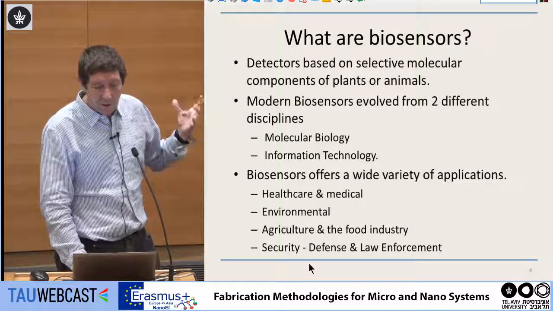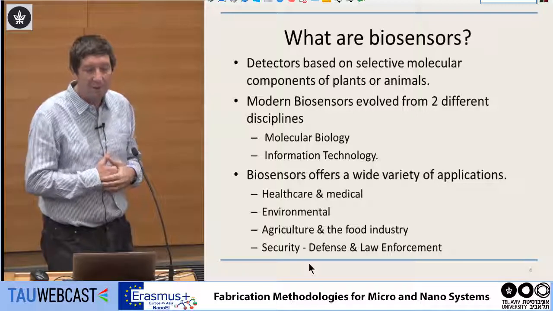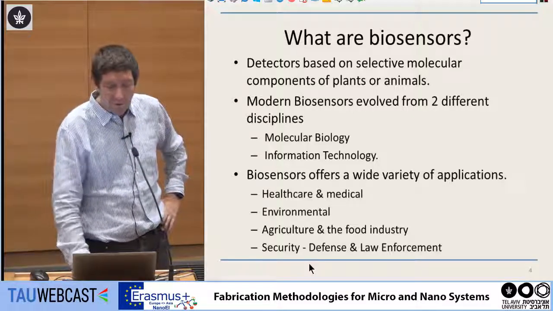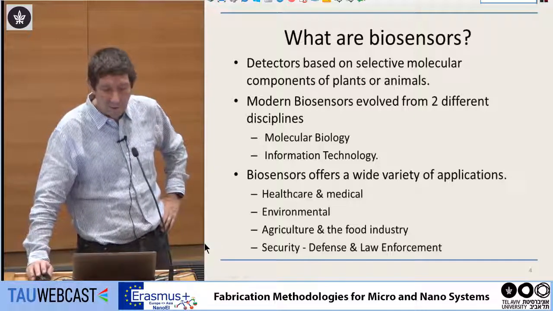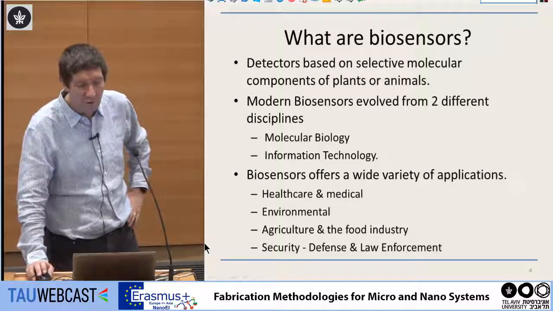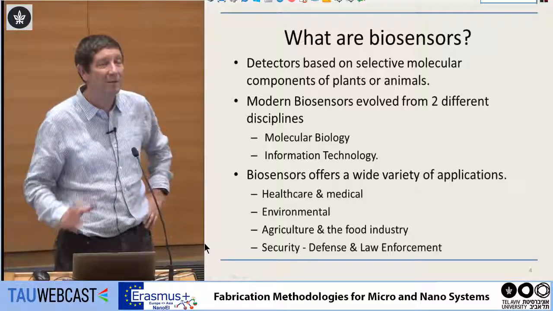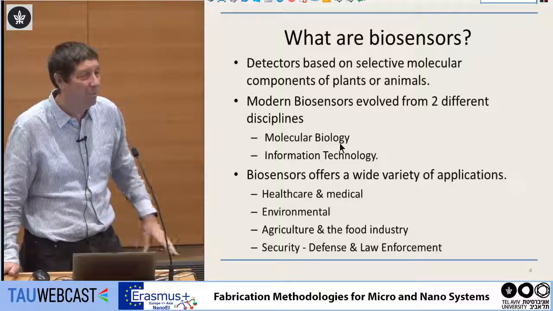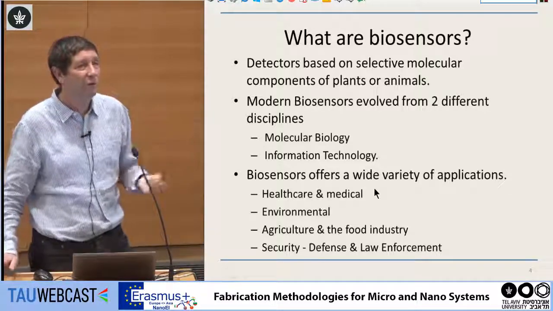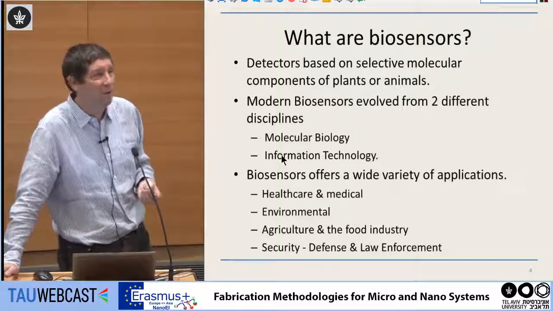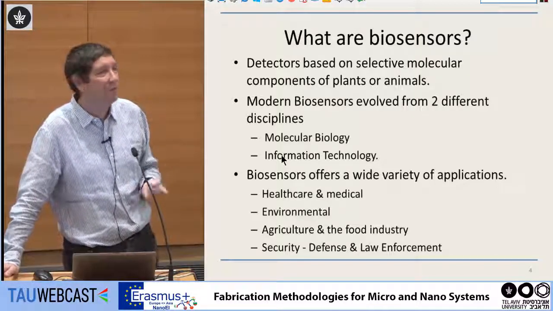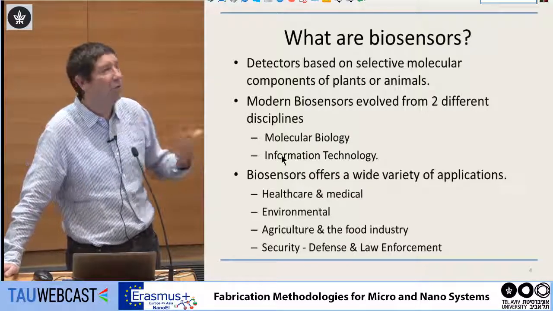So a biosensor is a detector based on selective molecular components of plants and animals. And practically, you can take two different disciplines which impact biosensors. First is molecular biology, the biggest recent advances in molecular biology. And the second one is information technology. Most of the new biosensors use microfabrication and nanofabrication methods in addition to molecular biology.